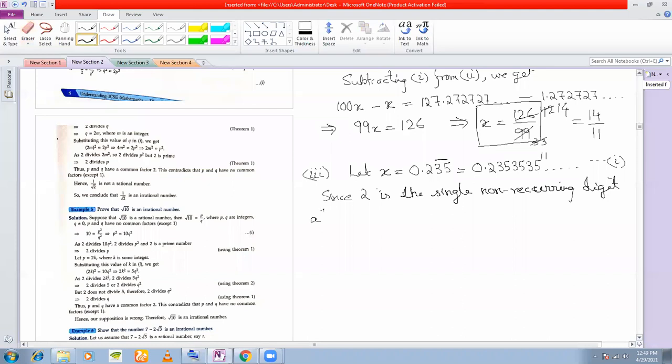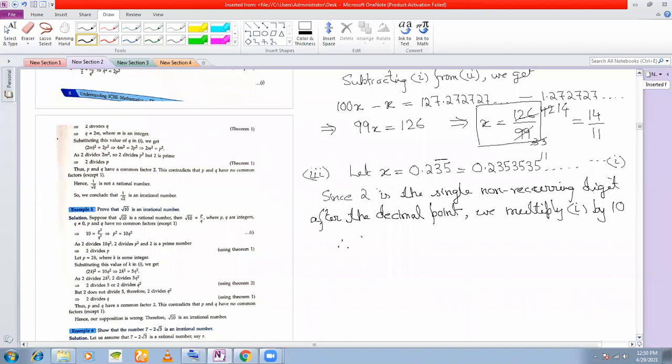After the decimal point, we multiply 1 by 10. Because 2 is non-recurring and it is the only single digit which is non-recurring, we'll multiply by 10. If there were 2 non-recurring digits, we would have multiplied by 100. If there were 3 non-recurring digits, we would have multiplied by 1000. Because 2 is non-recurring here, we multiply by 10.